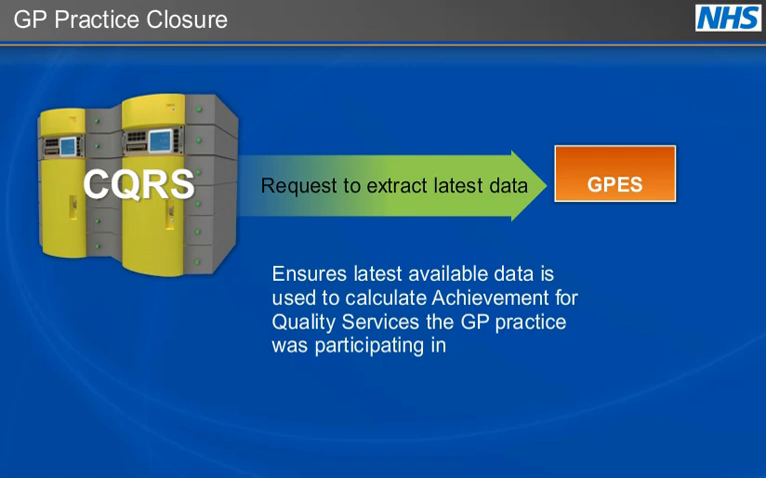Upon receipt of this message, CQRS sends a request to GPES to extract achievement data for all the quality services the closing GP practice was participating in. This ensures the latest data is available to CQRS. The updated data from GPES is then used to calculate each quality service's final achievement.